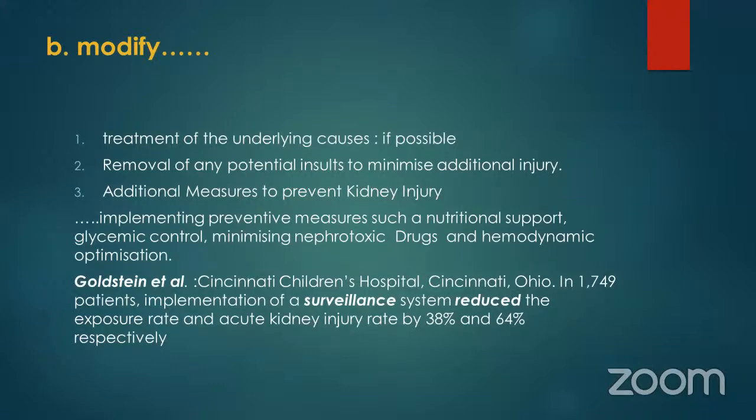Goldstein et al., at Cincinnati Children's Hospital, studied nearly 1,700 pediatric patients, where he implemented a surveillance system. With this surveillance system, he reduced the nephrotoxic drug exposure rate by nearly 38% and the acute kidney injury rate by nearly 64%. So if you have awareness of acute kidney injury and you identify it early, then there is a significant chance of reducing acute kidney injury in the post-op period.